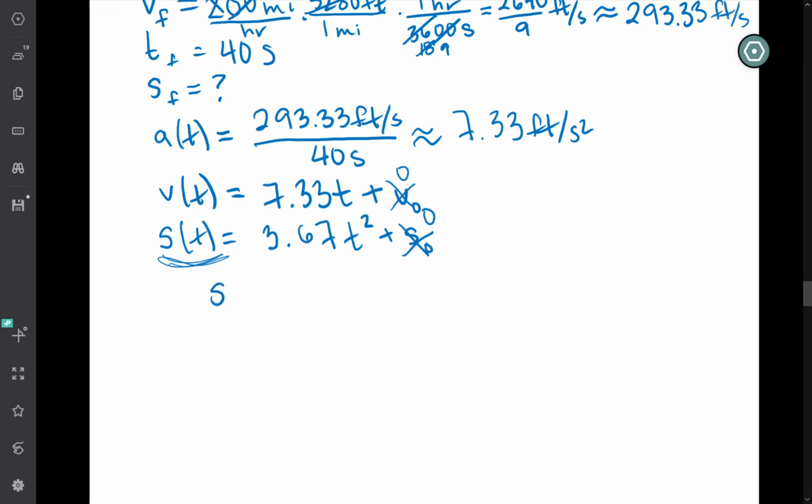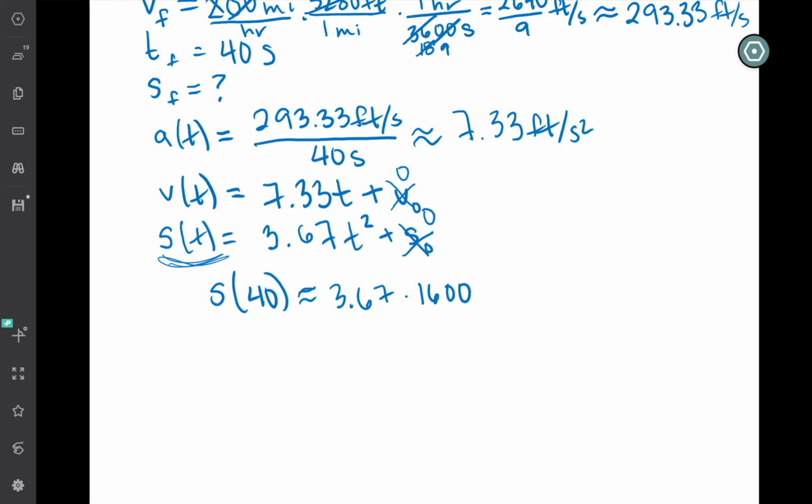So if we do S of 40, these are really all approximate, 3.67 times 1600, calculator side work again. I have a sneaking suspicion that if I just stuck with my decimals that were looking kind of messy, this wouldn't have been so hard to do by hand. 5,866.67.